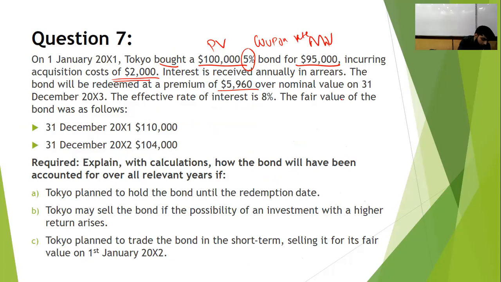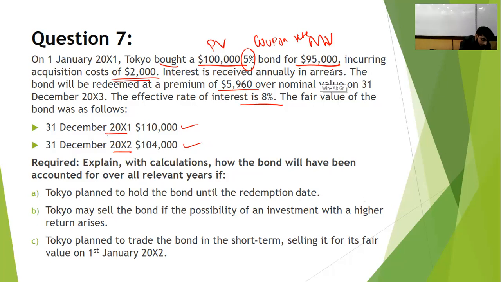Okay, the effective rate of interest is 8% and the coupon rate is definitely 5%. The fair value of the bond was as follows. The fair value is given at the end of the reporting date, that is on 31st December 20X1 and 31st December 20X2. The market value was 1,10,000 on 31st December 20X1 and 1,04,000 on 31st December 20X2. Required. Now, what is the requirement? Explain with the calculation how the bond will have to be accounted for in all relevant years.